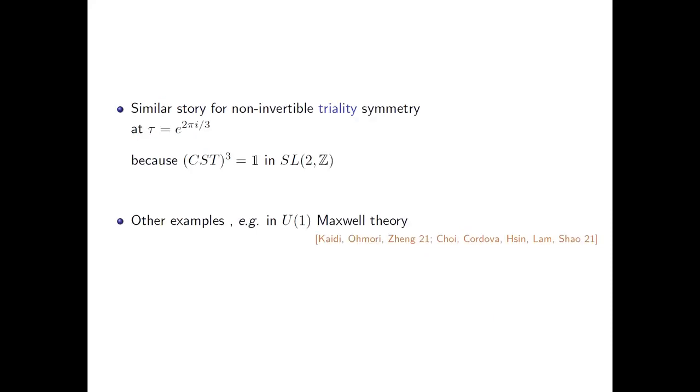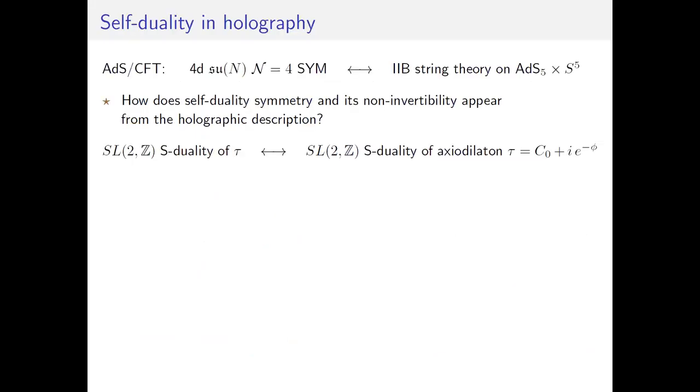There is a similar story for the other invariant point in SL(2,Z), which is this point here, which is invariant under a triality symmetry. And other similar examples can be constructed, for instance, in free Maxwell theory, and so on. Now, the question that I would like to address is, well, this is a theory for which we have a holographic dual. The holographic dual is type IIB string theory on AdS5 x S5. How does this non-invertible symmetry appear in the bulk, in the holographic context, and how does the non-invertibility appear from the holographic description?